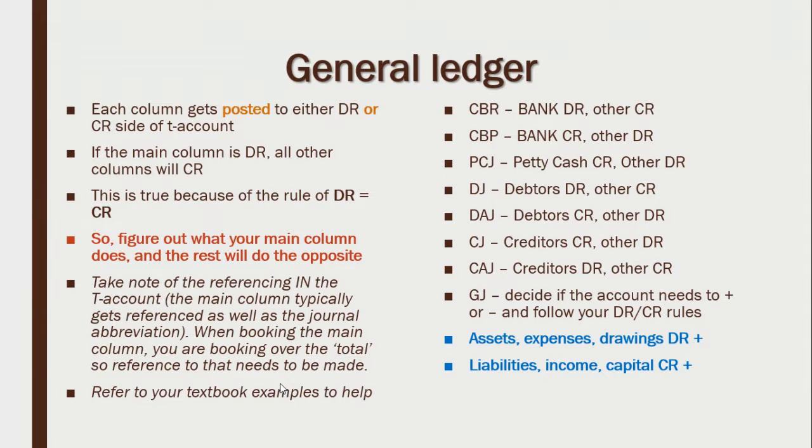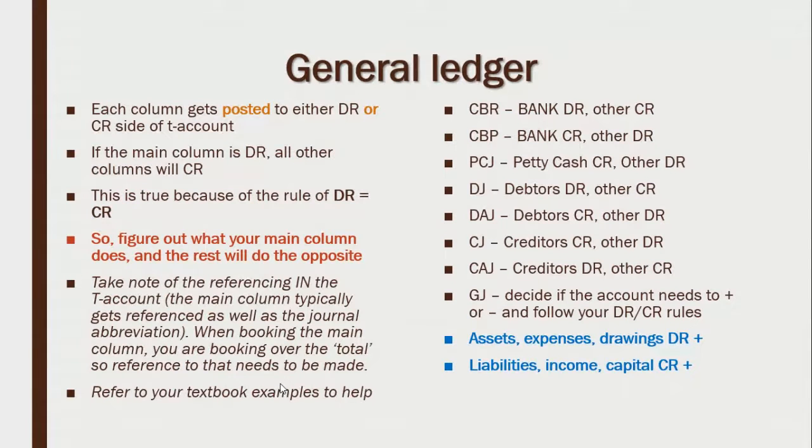In our debtors journal, we would debit debtors and we would credit everything else. And then debtors allowance, we will credit debtors and we would debit everything else. And in the creditors journal, we would debit creditors and debit all your other accounts. And in your creditors allowance, you would debit your creditors and you would credit all your other accounts.